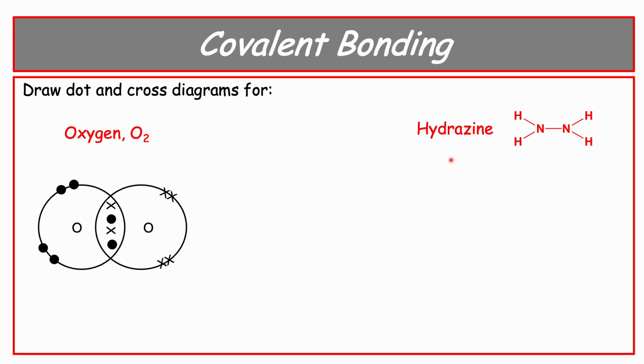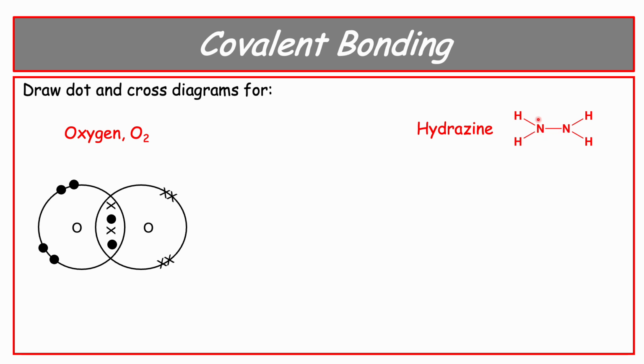If we move on to hydrazine, a trickier example, you've got 2 nitrogens, and each nitrogen is bonded to 2 hydrogens. So let's start by looking at our nitrogens. Each nitrogen has 5 electrons in the outer shell. That means nitrogen needs 3, so nitrogen will make 3 covalent bonds. One with hydrogen, another one with this hydrogen, and the third with this nitrogen.